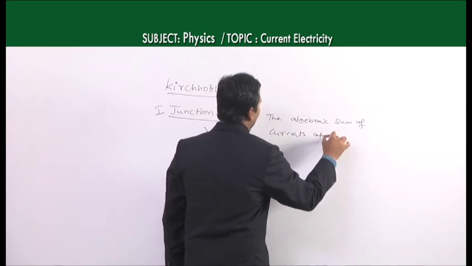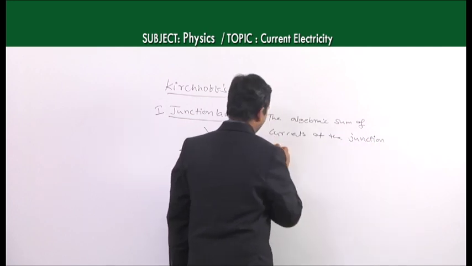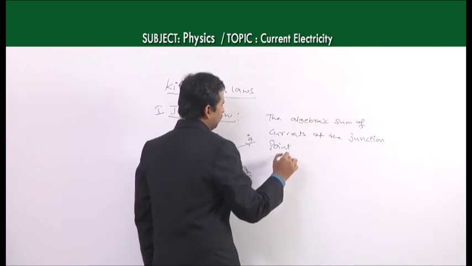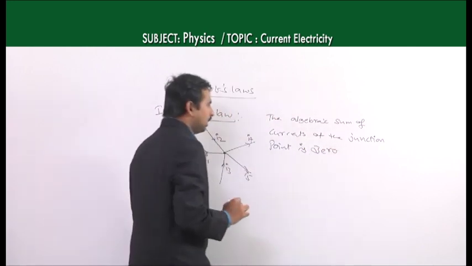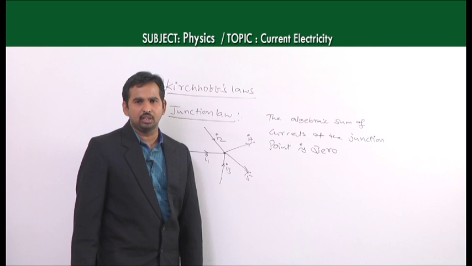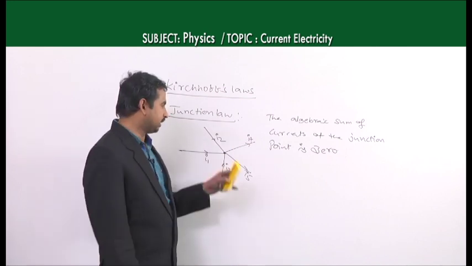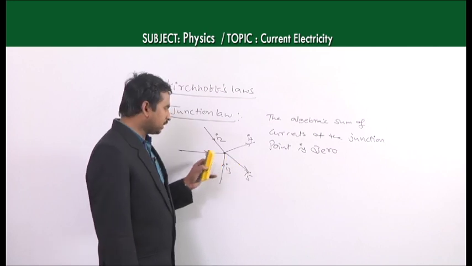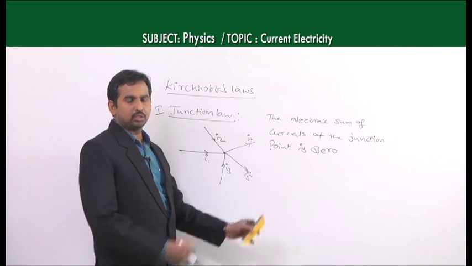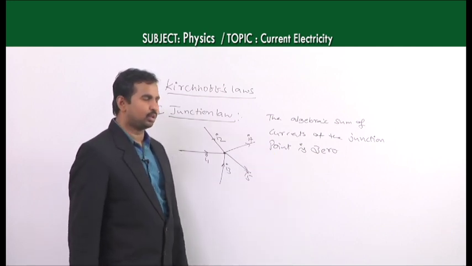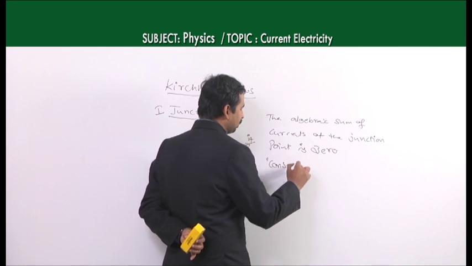at the junction point is 0. At the junction point, no currents are accumulating, which means no charges are present at this point P. Whatever incoming currents we have, those currents are leaving. This is according to the conservation of charge.